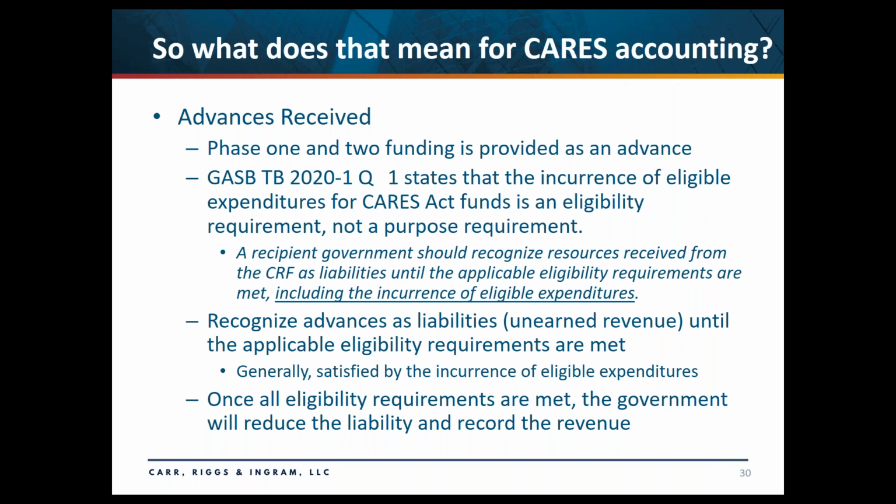That also means, a couple slides back, if I've gotten an advance, I'm going to have cash as my debit. I'm going to credit the unearned revenue liability until I meet those eligibility requirements, including the expenditure of the funds. So if my fiscal year end was June 30, and I got $1 million before that fiscal year end, but I didn't start spending it on eligible things until the next year, I'm going to have a debit to cash of $1 million and a credit to my unearned revenue liability for $1 million until I start spending that money. Once all my other eligibility requirements are met, including spending the money on something eligible, now I start reducing that liability and booking my revenue.